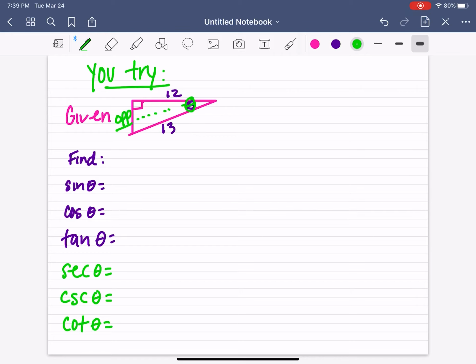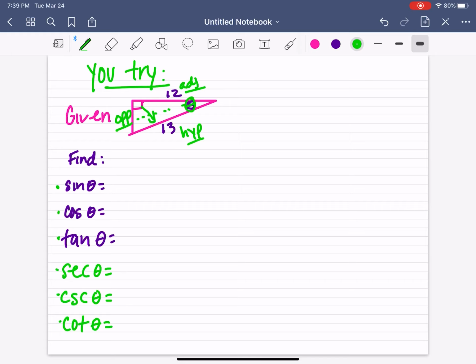The side right next to it is called the adjacent. So the 12 is the adjacent. And of course, the side across the 90-degree angle, that's your hypotenuse. So before we start finding our ratios, let's find the missing side, our opposite side.